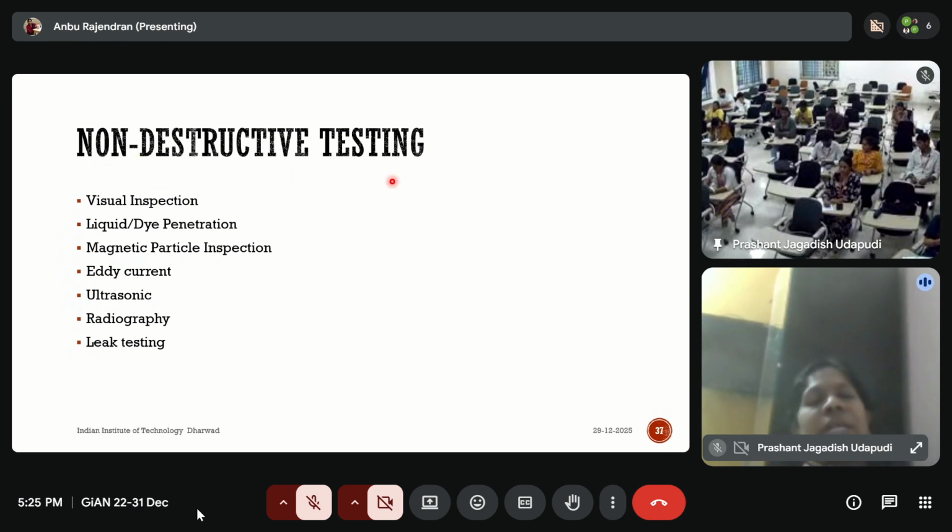So non-destructive testing generally tells you whether any defects are present in the component. You need not destroy the sample. As it is, as a complete component, you can take it for the analysis. You can load the sample, or the machines will be portable. On the spot, you can take the machine to the area where you want to do the analysis, focus on that, and get the information.